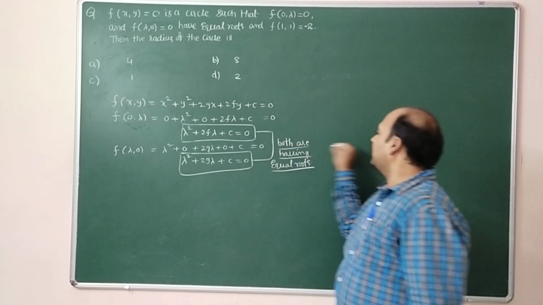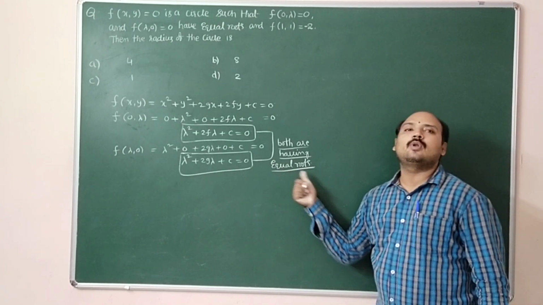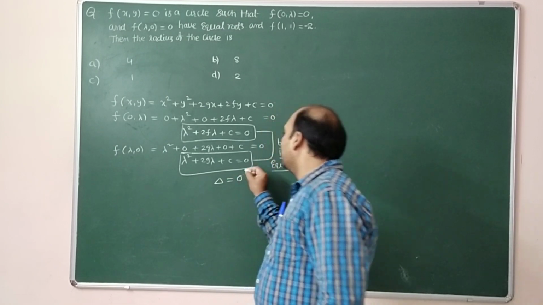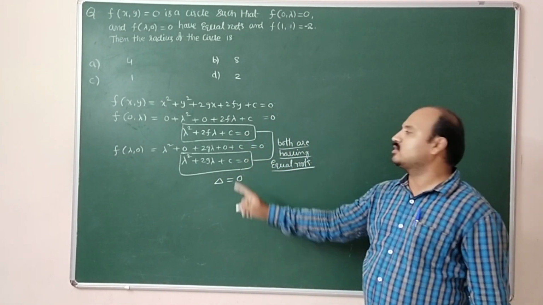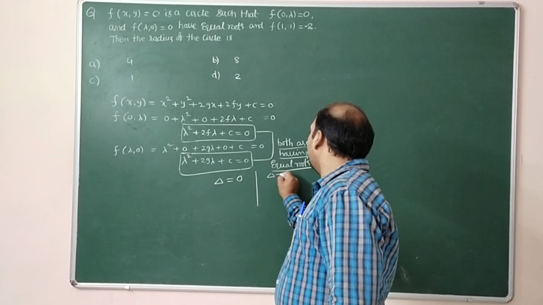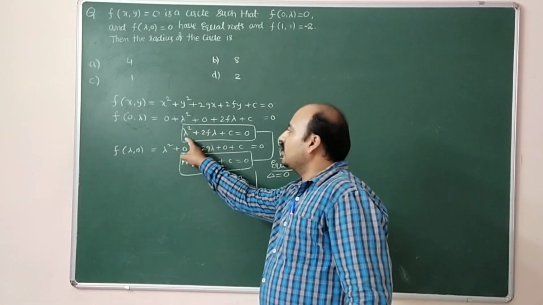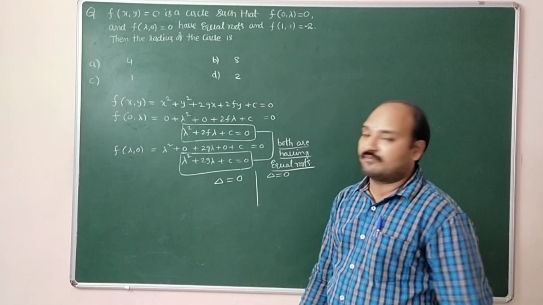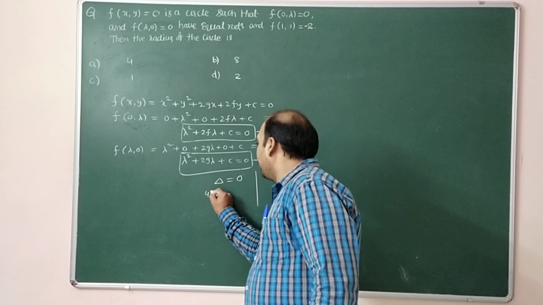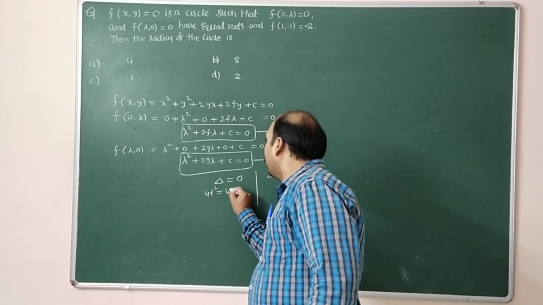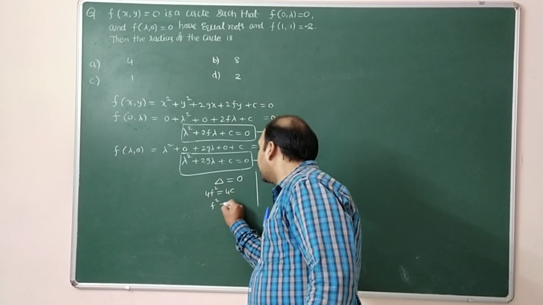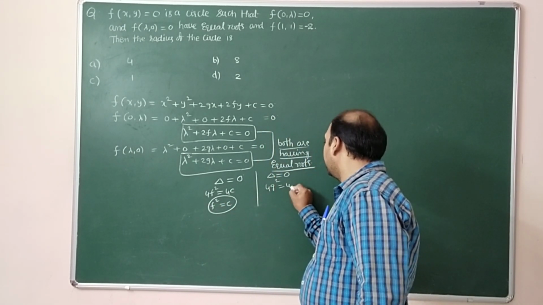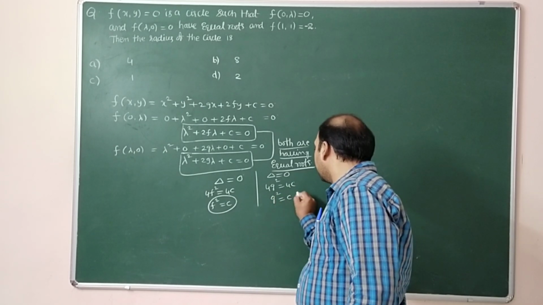Whenever a quadratic equation has equal roots, its discriminant is 0. So calculate the discriminant for this one, and for this one also. Comparing with ax² + bx + c, b = 2f, so b² = 4f² = 4ac, which is 4 into 1 into c. So f² = c. And here also 4g² = 4c, so g² = c.